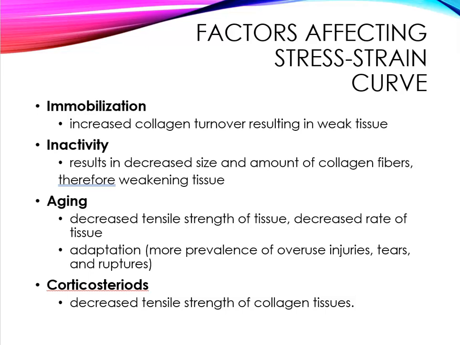With aging and its effects, there will be decreased tensile strength of tissue and a decreased rate of tissue adaptation, which means more prevalence of overuse injuries, tears, and ruptures. Aging decreases maximum tensile strength and stiffness of tissue, and the rate of adaptation to loading is slower. There is an increased tendency for overuse syndromes, fatigue failures, and tears from stretching.